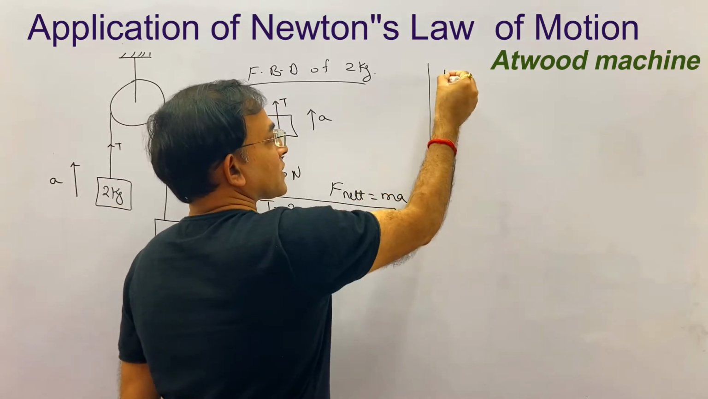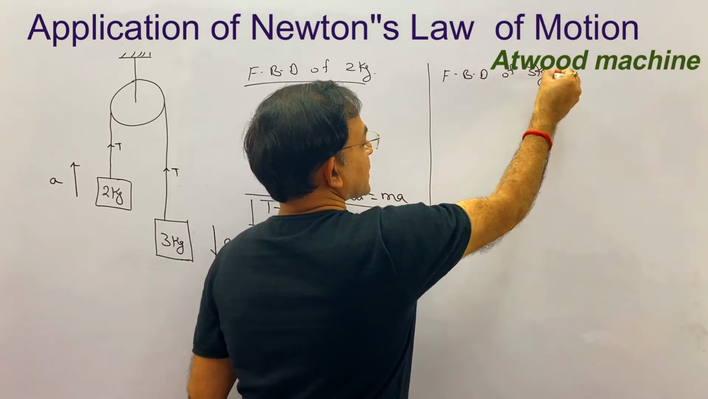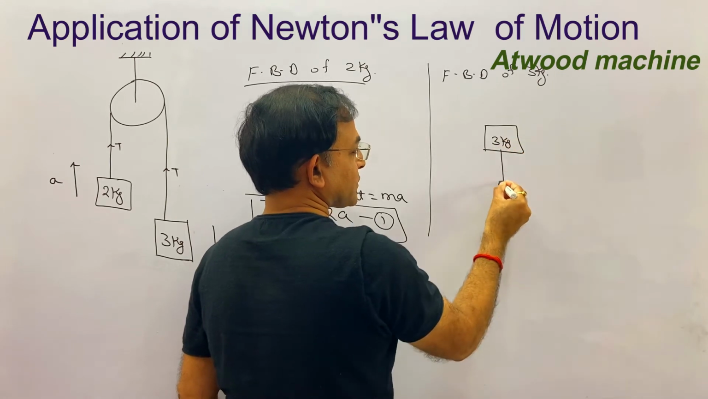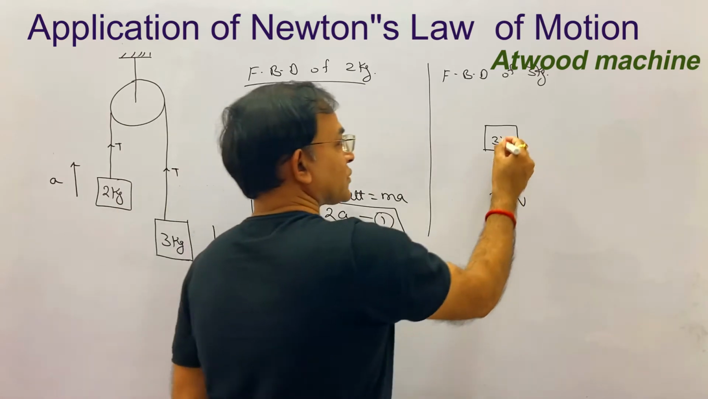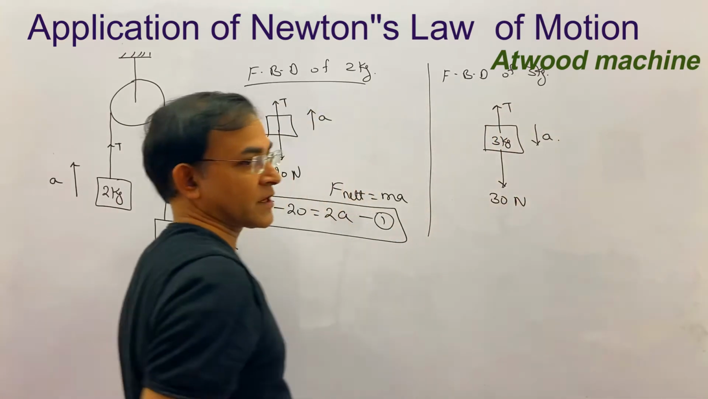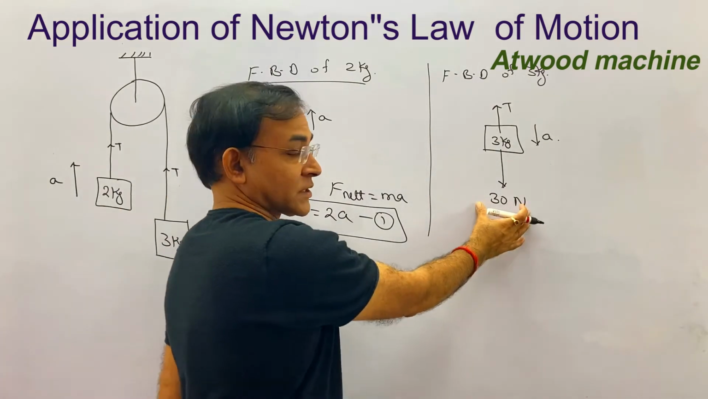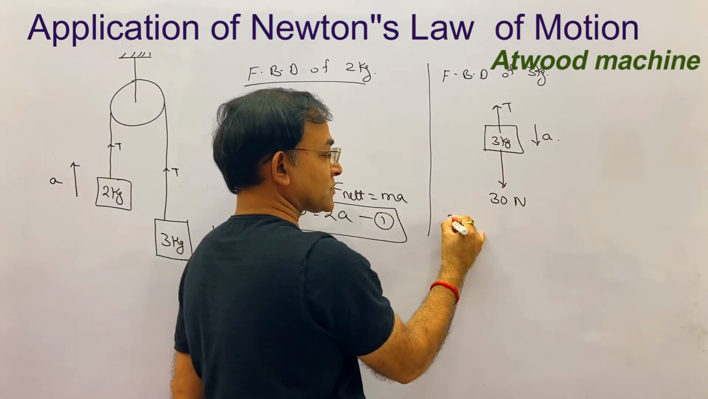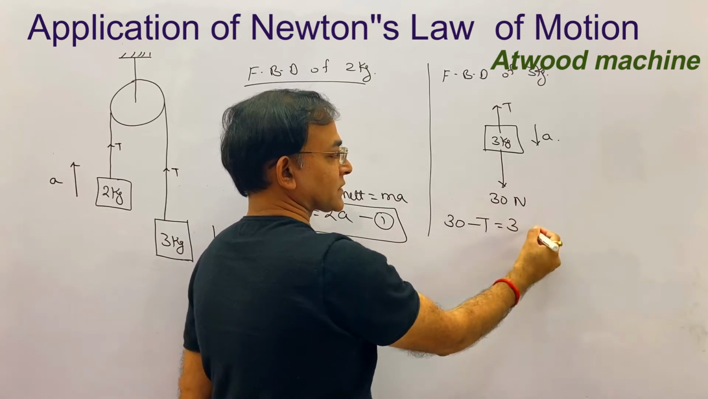Now come to the FBD of the 3 kg. Now I draw the 3 kg. Gravity pulls it downward with 30 Newton, and there is a tension T in the upward direction, and it will move with an acceleration A downward, as we already discussed. So the 30 Newton must be greater than T because it moves downward. So the net force, 30 minus T, equals mass 3 into acceleration A.